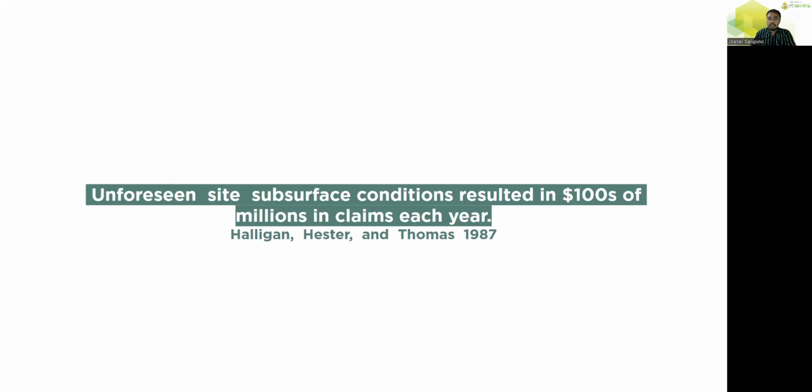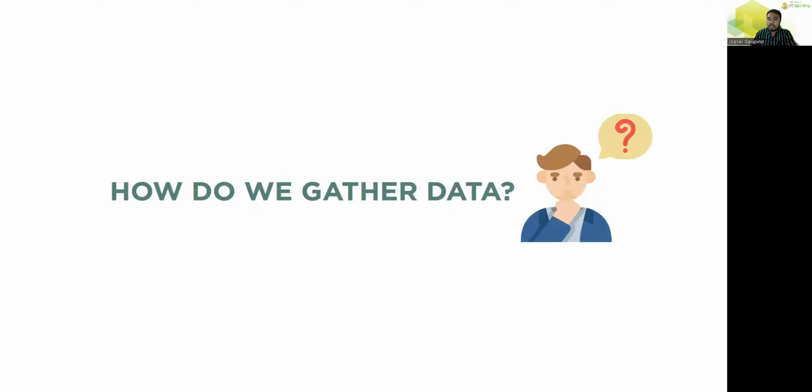As per Halligan, Hester, and Thomas in 1987, unforeseen site subsurface conditions resulted to hundreds of millions in claims each year. That is why characterizing an area gives a huge benefit to all the stakeholders. So how do we gather data?